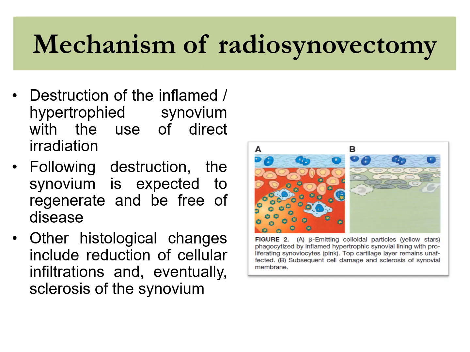So the mechanism of radiosynovectomy: it disrupts the inflamed or hypertrophic synovium with the use of direct irradiation. Following destruction, the synovium is expected to regenerate and be free of the disease. Other histological changes include a reduction of cellular infiltration and eventually sclerosis of the synovium.